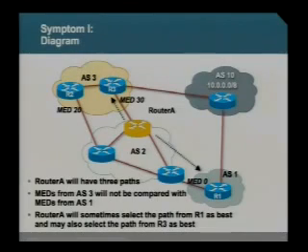This is what it could look like. Slightly complex picture, but hopefully you can see how it's all working. We've got AS2 sitting here. So AS2, we've got one path through AS3 to get to AS10, and we've got another path directly through AS1 to get to AS10.